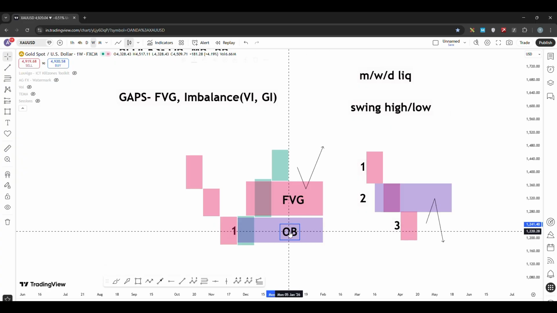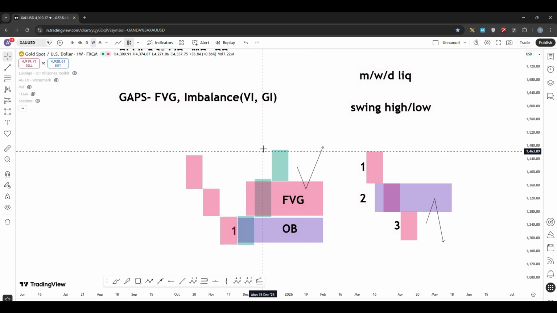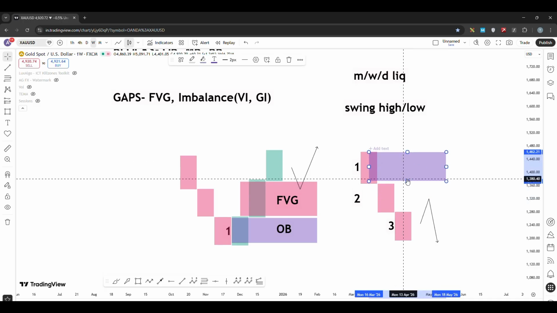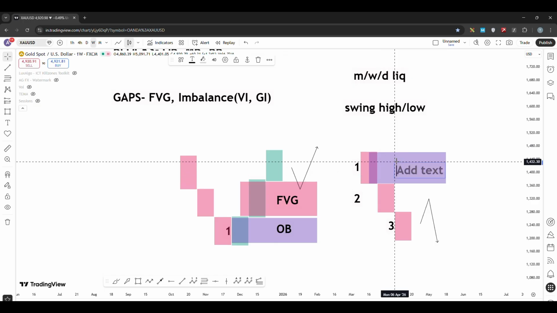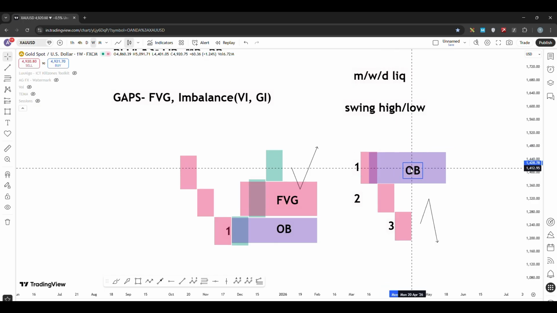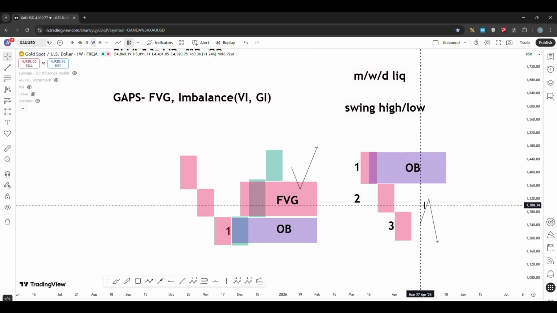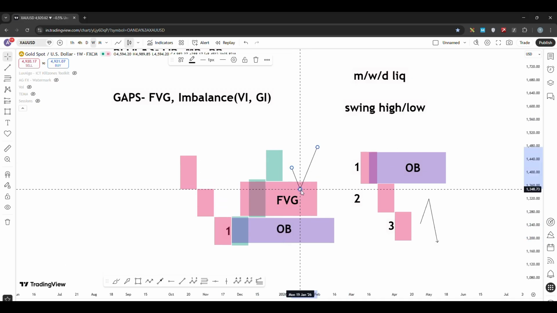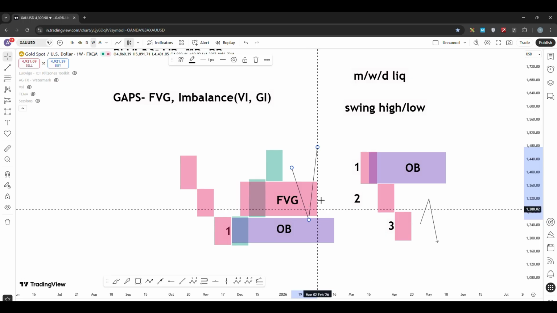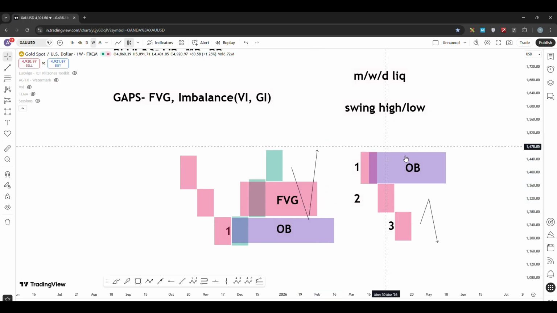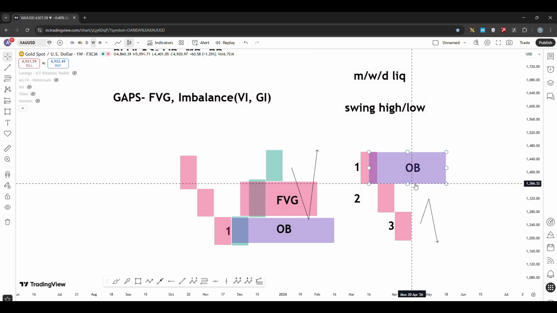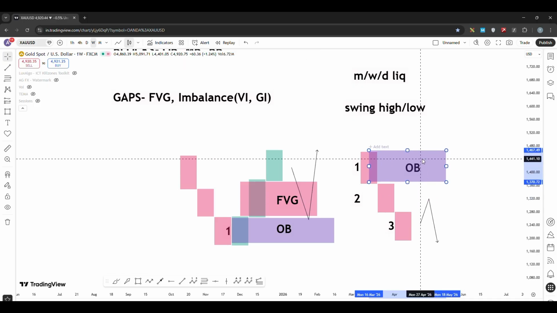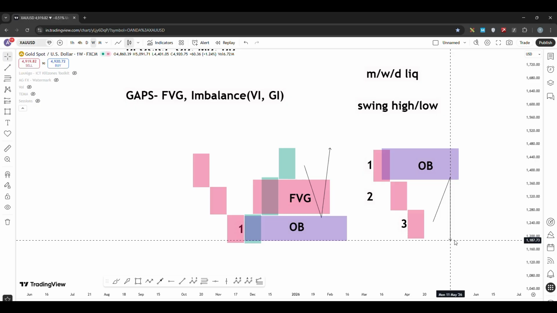Order blocks will always be just below a fair value gap when the structure is bullish, and in this case this is going to be our order block candle. When the market is bearish, the order block will be just above a fair value gap. So the market can either tap into the fair value gap and push higher, or it can drop to the order block and then push higher. In case of a bearish market, either it can tap into the fair value gap and push lower, or it can go to the order block and from there push to the downside.